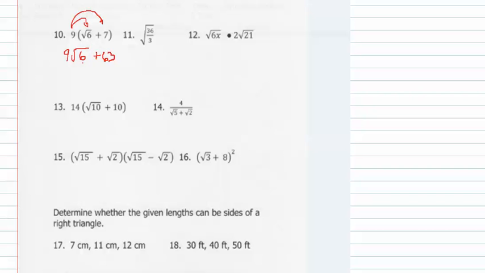Okay, within radical 6, is there a perfect square? There's not. I can't put the 9 and the 63 together because the 9 is connected to that radical 6. So I am all done. And this is my answer for number 10.